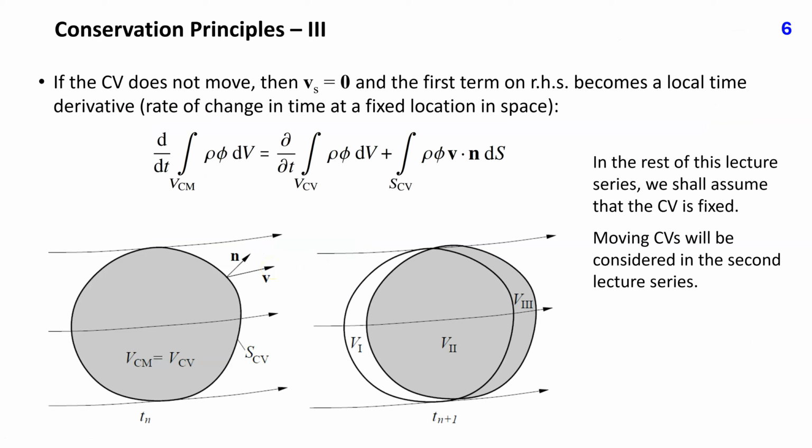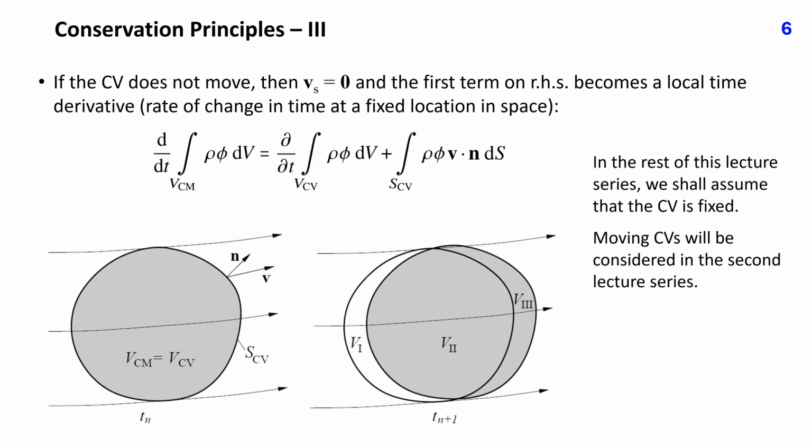If the control volume does not move at all and remains fixed at the same location, then the velocity Vs is equal to zero. In this case, the time derivative on the right-hand side attains another meaning. It becomes a local time derivative, describing the rate of change in time at a fixed point in space. This is denoted by the symbol partial instead of letter d. This figure here shows at time instant tn coinciding volumes of control mass and control volume.